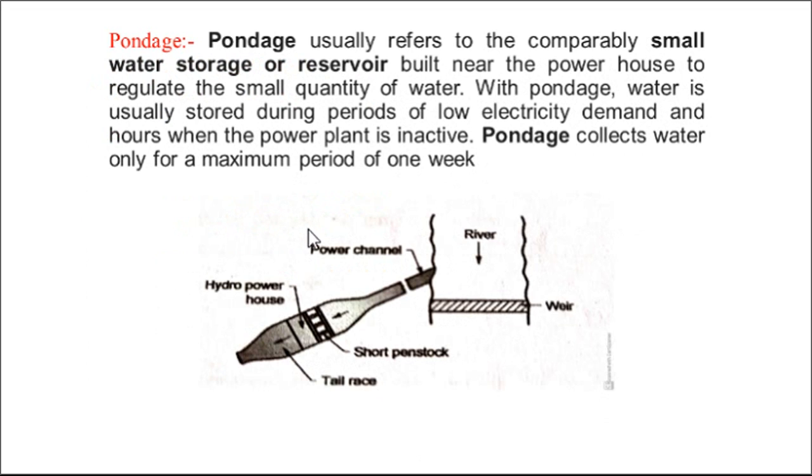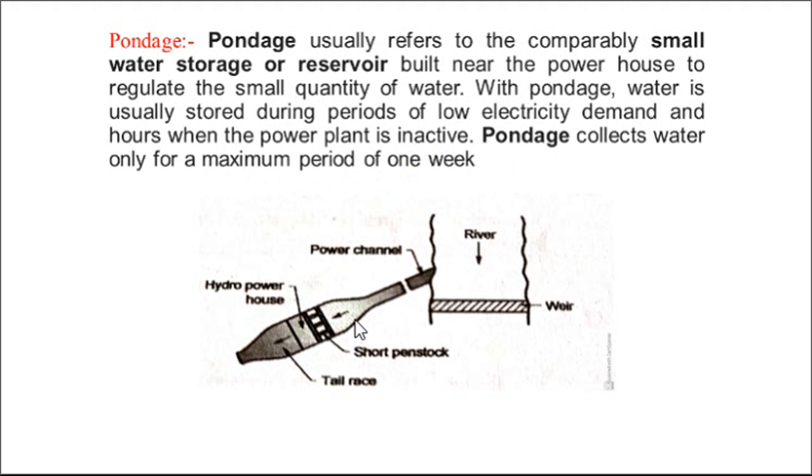Now what do you mean by pondage? So this is the diagram of pondage. Pondage usually refers to the comparatively small water storage or reservoir built near the powerhouse to regulate a small quantity of water. With pondage, water is usually stored during the period of low electricity demand hours and when the power plant is inactive. Pondage collects the water only for a maximum period of 1 week.